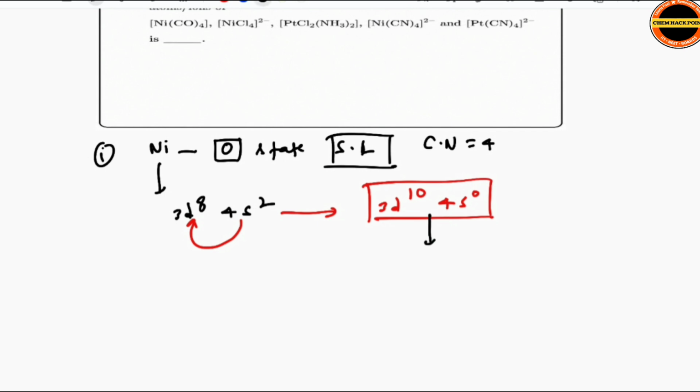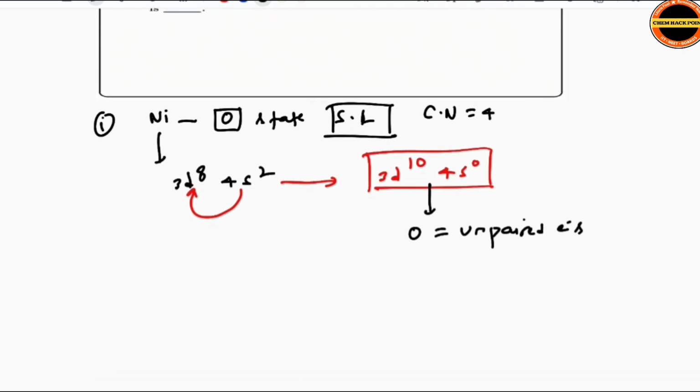So first of all, strong field ligand, so complete pairing occurs. Hence here 0 unpaired electrons. So 0 unpaired electrons in case of Ni(CO)4.